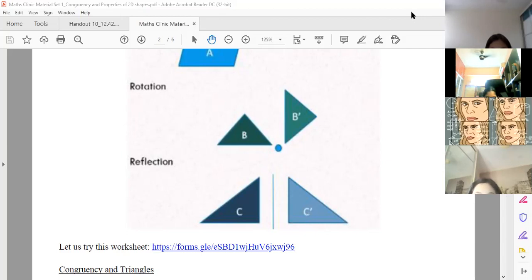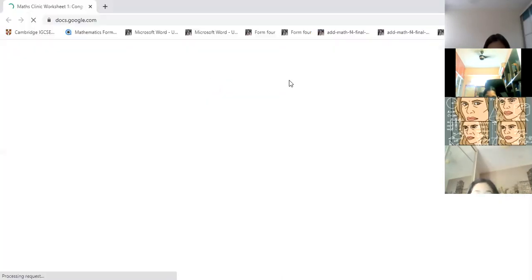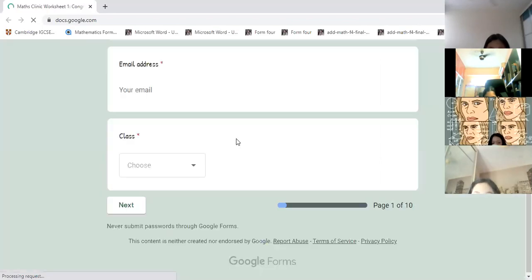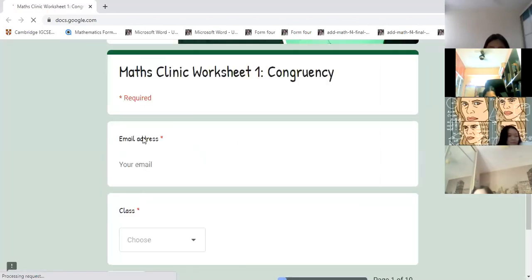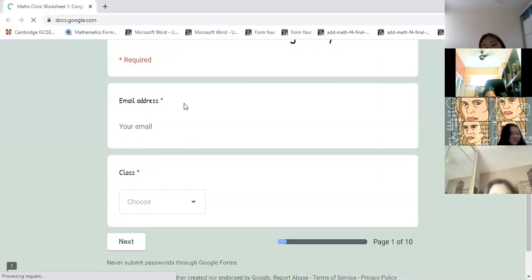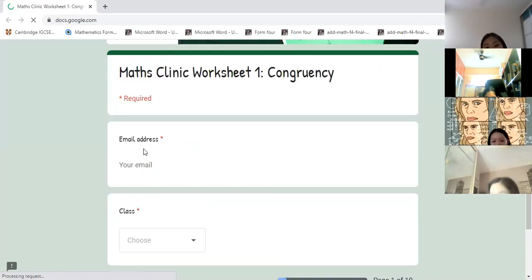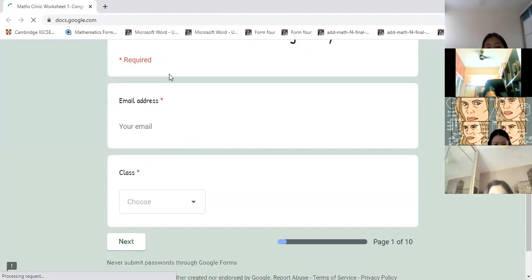I'll show you my screen. It will bring you to a worksheet. I want you to try to answer the worksheet. If you score full marks, you can update it in the Zoom group chat. If you don't score full marks also, you can update in the worksheet. Whose name does not appear in the list, let me know. So type your email, type your class, choose your class.